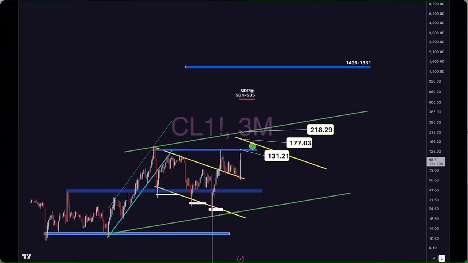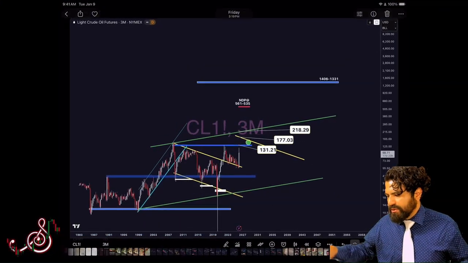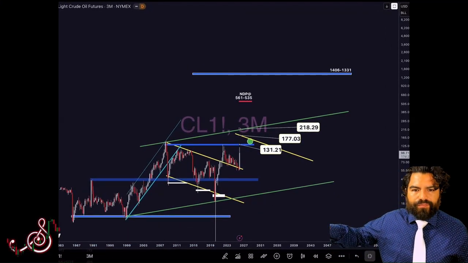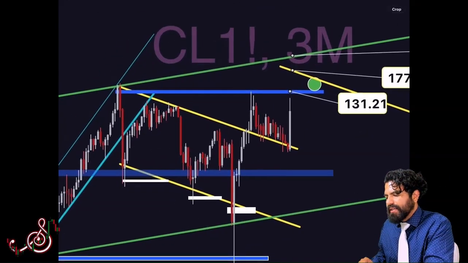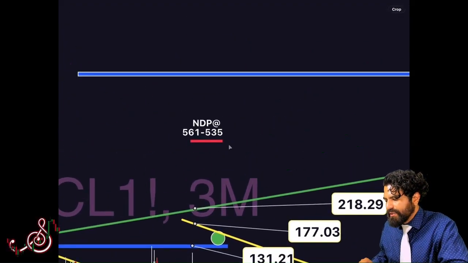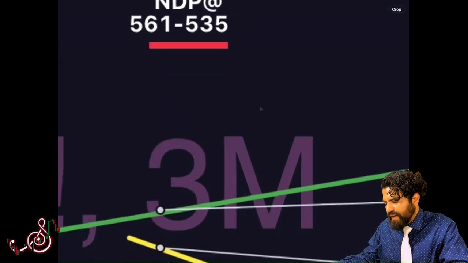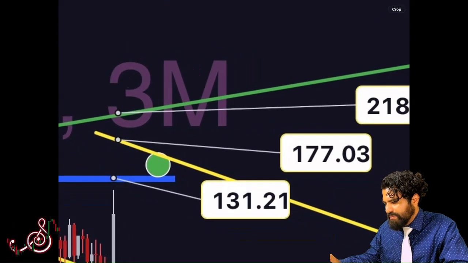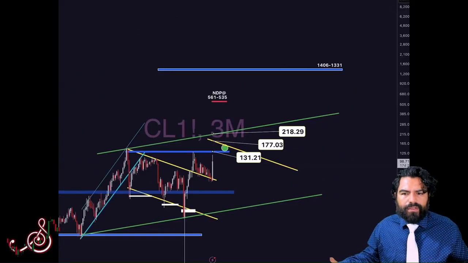Here's a look at crude oil from Friday. So I looked at this on Friday. I do apologize, I'll take a screenshot for you. This is a map that I did in my private class. And I do have a resistance up in the sky at a number that I have my eye on. 561, 535. Some of the next numbers are 131, 177, 218 for crude oil. Okay.